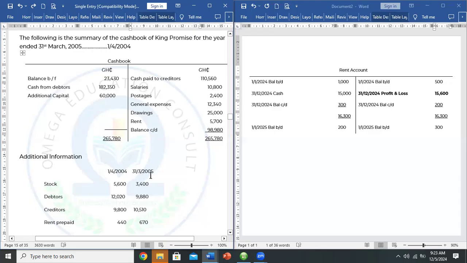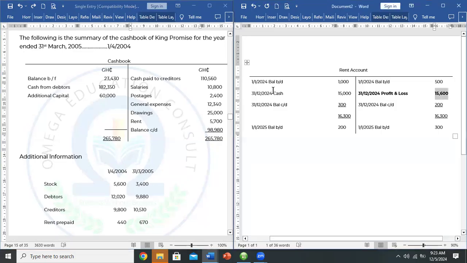Are you taking the 5,700 or the 440 or 670? Or you have to add all of them. So that gives you the clue that you need to prepare an expense account for rent, especially because there are issues with it you have to deal with. Okay, so let's look at how you prepare it.